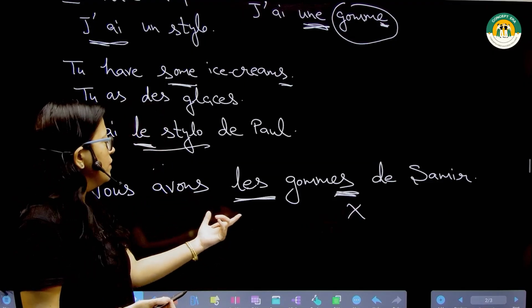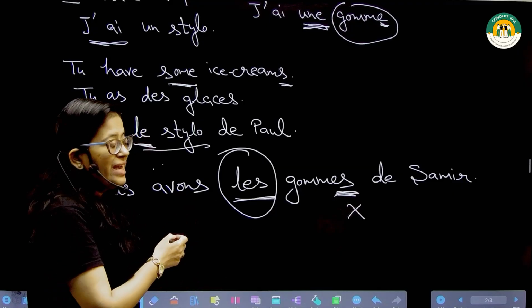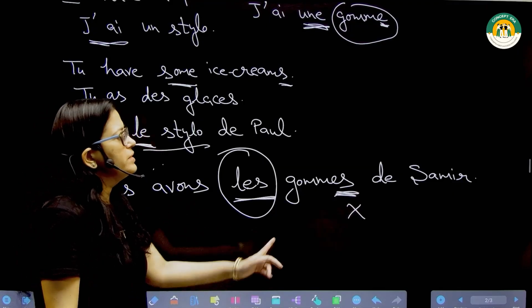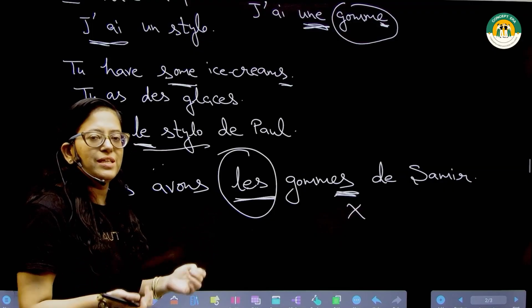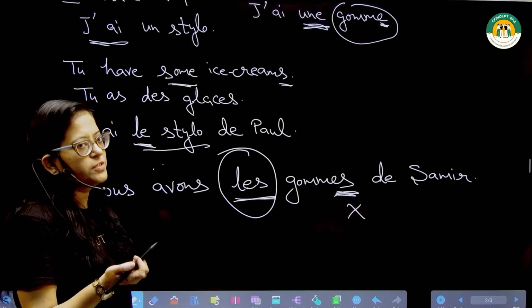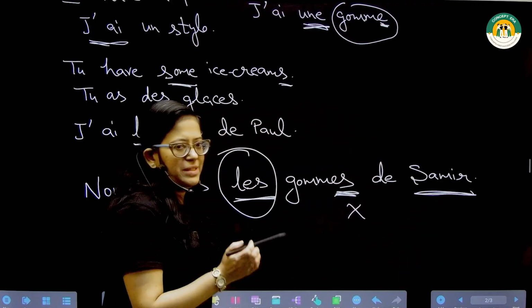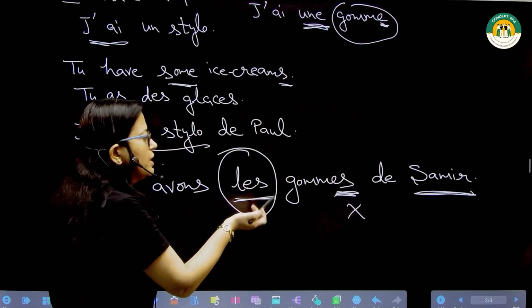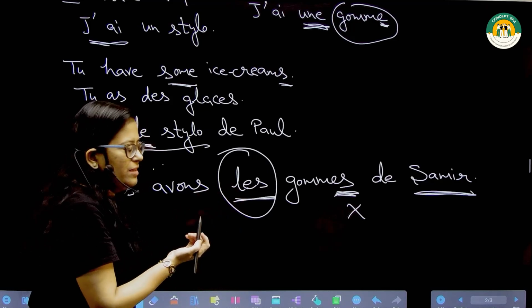So if they are plural words, then we will use les here. In article défini, we use les. Nous avons les gommes de Samir. We have the erasers. Gomme means erasers. So we have the erasers of Samir. So a particular proper noun is given here, that means Samir. So we use les here.